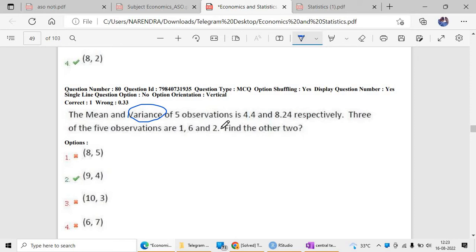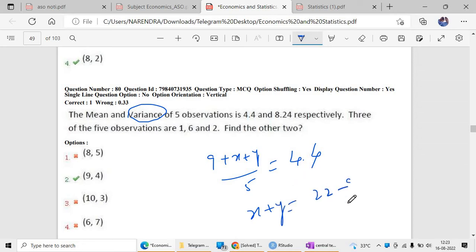So I am assuming these 3 sum to 9, plus x plus y, by 5 equals 4.4, as given. So x plus y equals 22 minus 9. That implies x plus y equals how much? It will be 13.